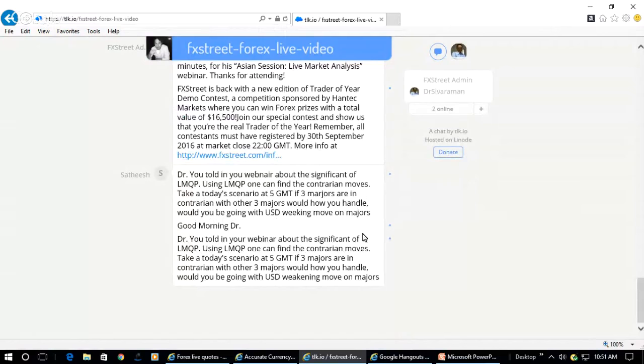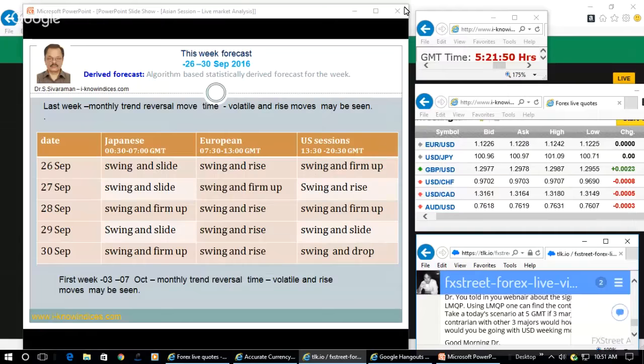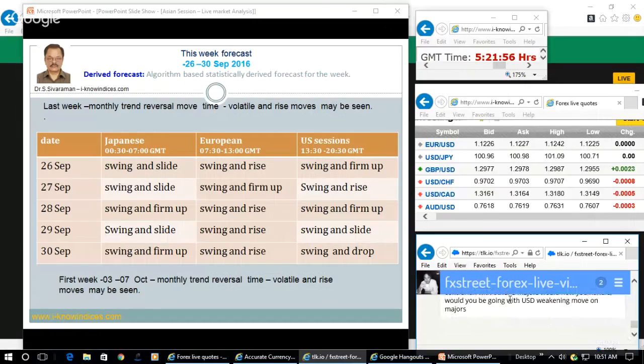Okay, now when they are making such a contrarian move, his question is whether we have to go in for the USD weakening move or the USD gaining move. That is what his doubt is, I suppose.